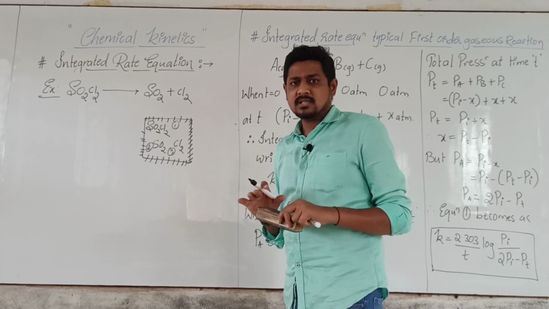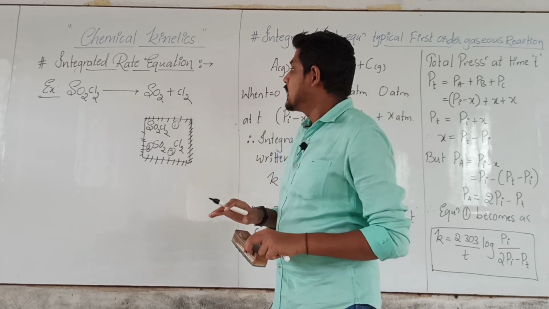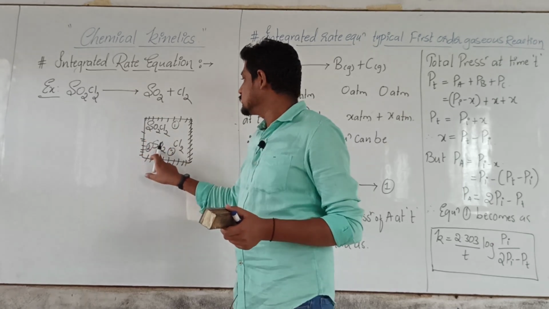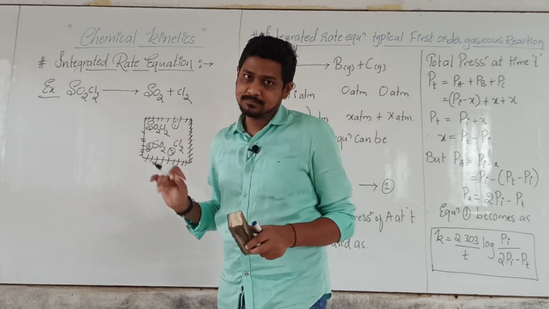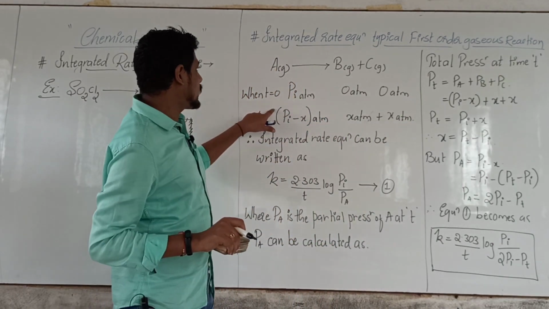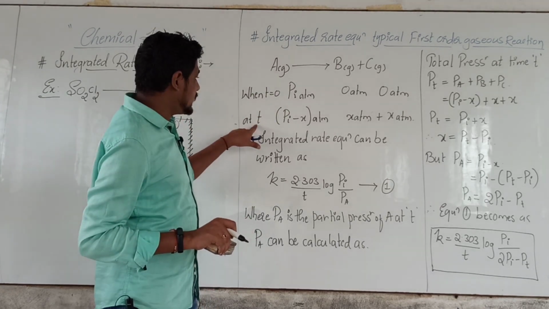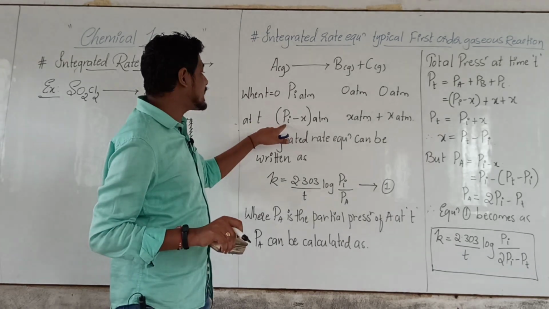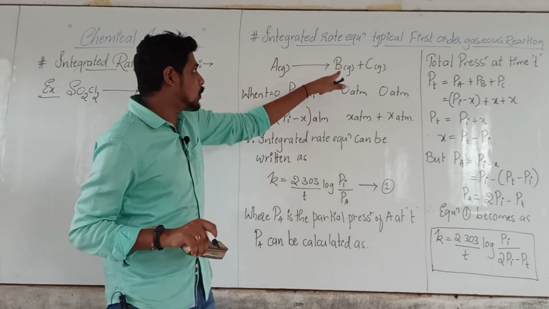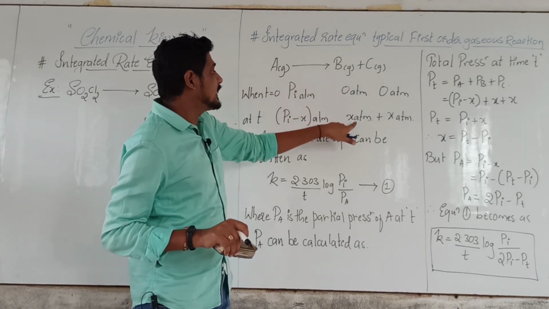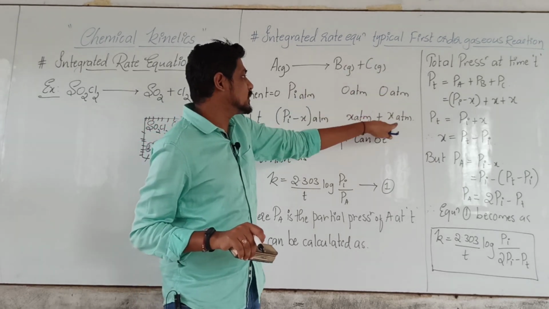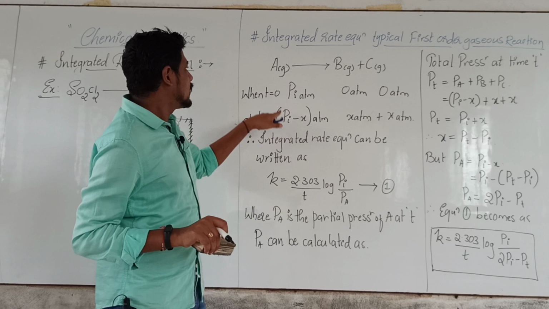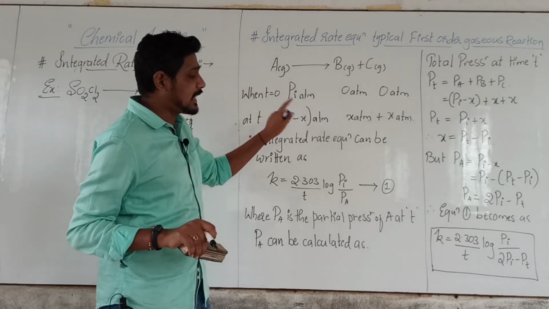After some time, say after 10 or 15 seconds, the pressure is exerted by three components: sulfuryl chloride, sulfur dioxide and chlorine. So what happens? At time t, the pressure exerted by A is Pi minus X. And what is the pressure exerted by B? It is X atm, and C also is X atm. We are taking a generalization here. So the pressure of A is Pi minus X.